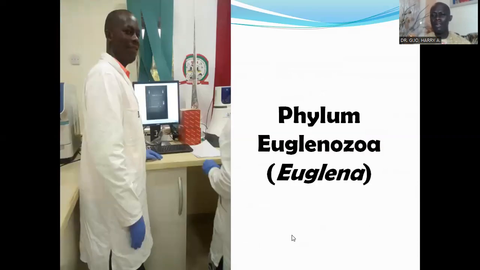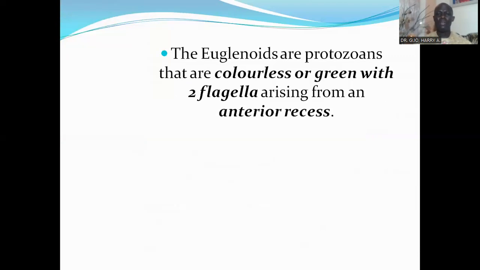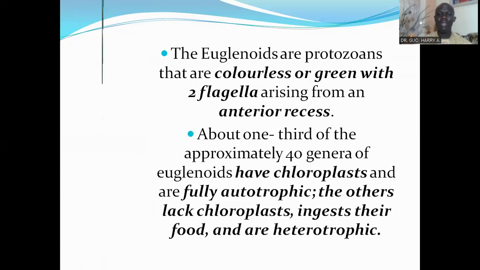Now I want to look at the phylum Euglenozoa, or the Euglena. Euglenoids are protozoans that are colorless or green with two flagella arising from the anterior recess. Now the dinoflagellates have two flagella, one longitudinal and one transverse. But in the case of the euglenoids, the flagella are placed in an anterior opening or recess, and they also possess two flagella, just like the dinoflagellates.